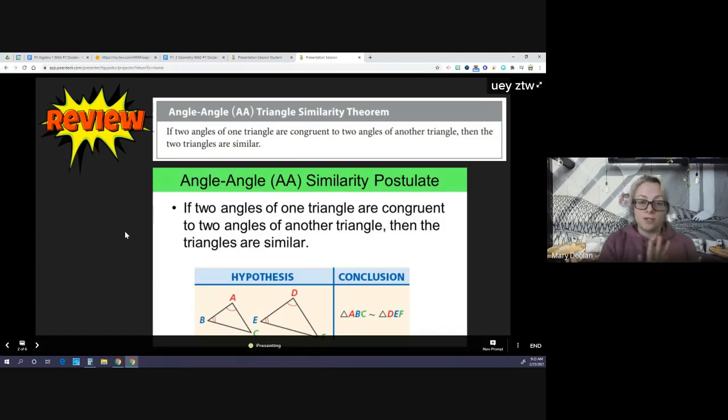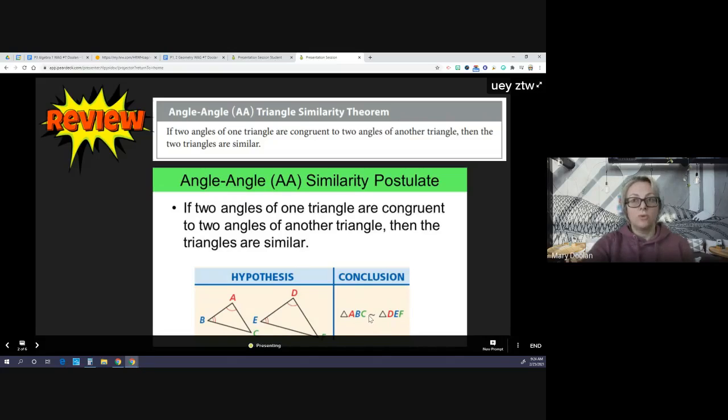We have congruence theorems and we have similarity theorems. And this is the same theorem again, just written a little bit differently. Instead of calling it a theorem, they're calling it a postulate, which is fine. If two angles of one triangle are congruent to two angles of another triangle, then the triangles are similar. It's exactly the same words, but here you have a picture to go with it. So you have triangle ABC, triangle DEF, and you can see that A and D have the same measure, B and E have the same measure, so you have two congruent angles, and that's enough information to conclude that triangle ABC is similar to triangle DEF.